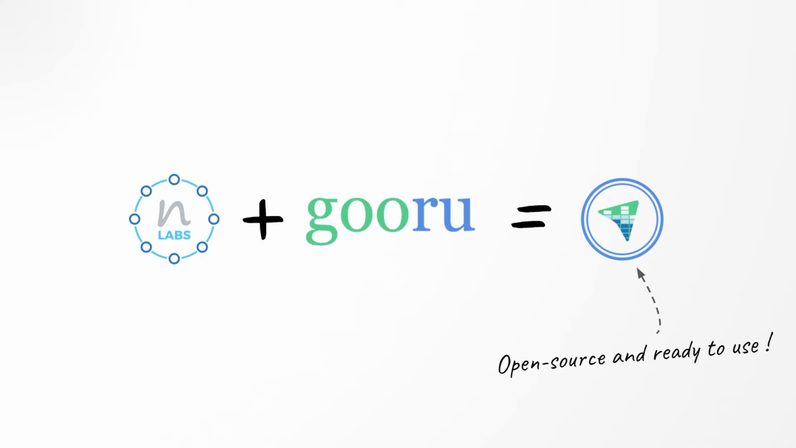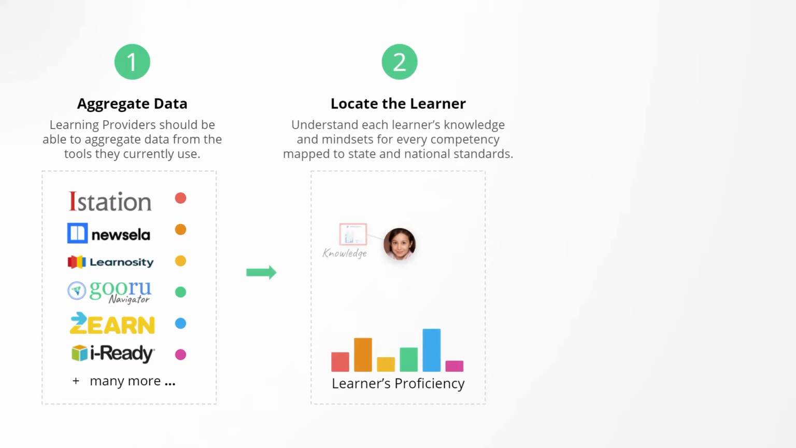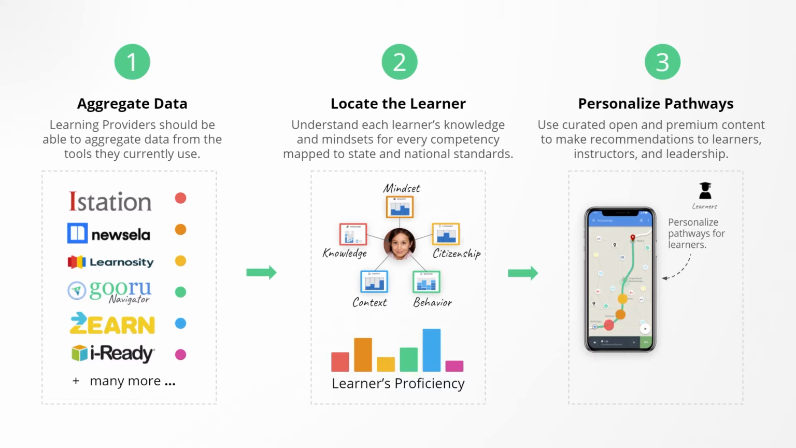Gooru Navigator provides 3 core capabilities. 1. It aggregates data. Using an interoperability framework, tool providers can share data from various sources. 2. It locates the learner. This data is processed to understand the whole learner in terms of their knowledge, mindset, and engagement. 3. It personalizes pathways. Gooru Navigator leverages data to suggest personalized pathways of open resources. It also has applications for every stakeholder: teachers, parents, principals, instructional coordinators, and superintendents.